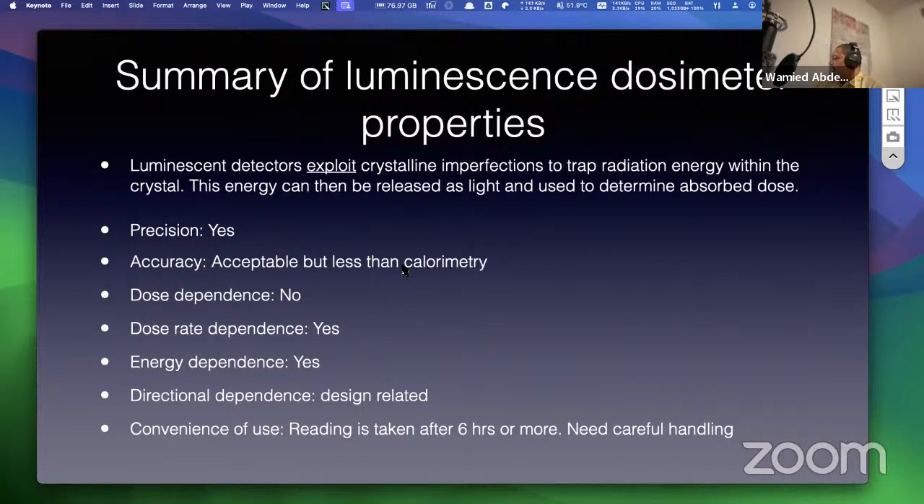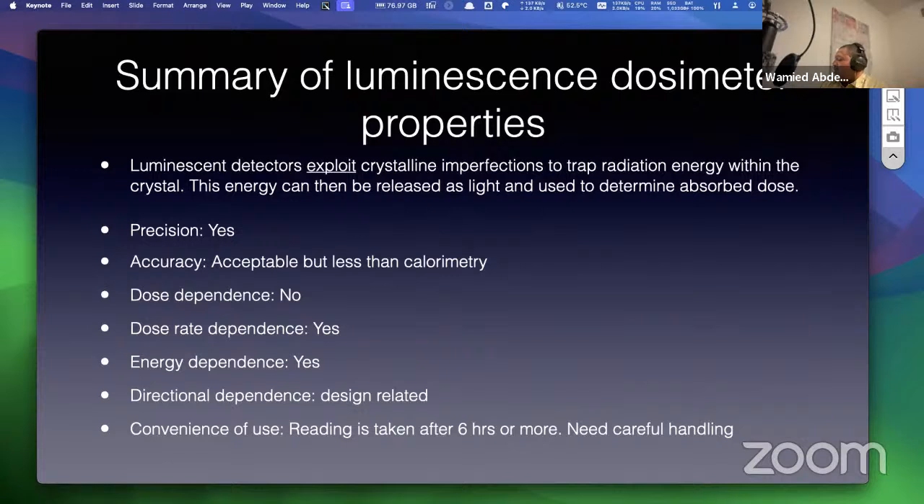Dose dependence, they don't exhibit any dose dependence, so we can think of them as linear, although I think at very high doses they will probably lose their linearity. But at least in the range of radiotherapy doses, one can consider them as linear dosimeters.